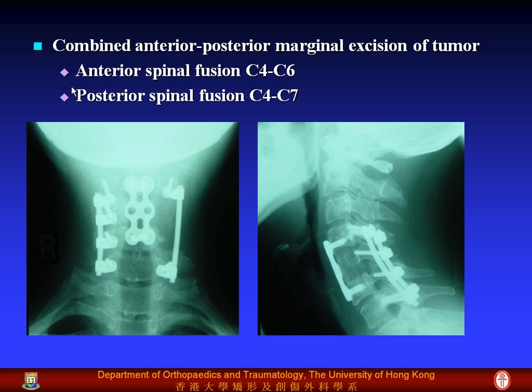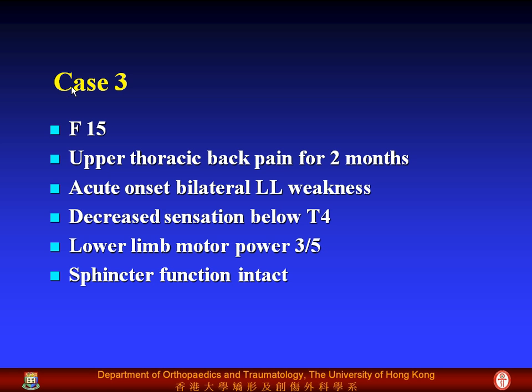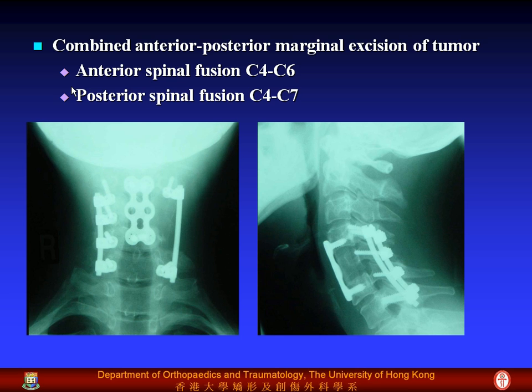the feeding vessels first. And intraoperatively, we had to excise the whole of the C6 facet, because it's involved. So we did a combined anterior and posterior approach. We excised half of the vertebral body of the C5 and C6, and also the whole of the C6 lateral mass in the facet joints, and also the C5. So we had to do fusion across these segments, both anteriorly and posteriorly.